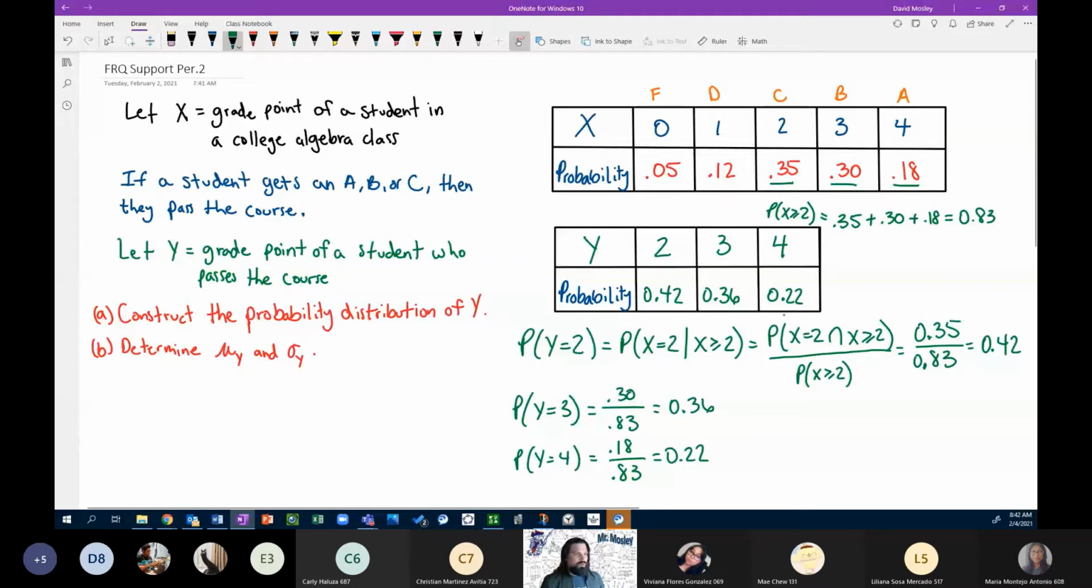And if we add up 0.42 plus 0.36 plus 0.22, we get 1. That is most excellent. That means our probability distribution is complete. We're not missing any values. Is there anything I can clarify about this part, which is basically the answer to part A of this question?